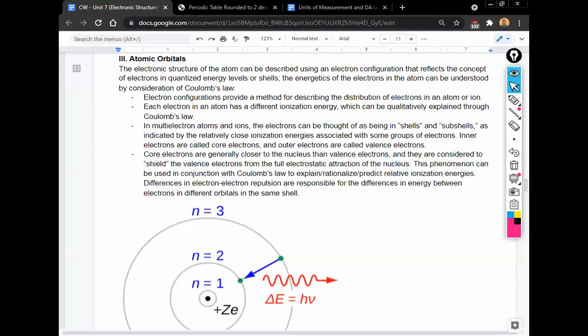Alrighty, so the last two concepts that we'll have to go over for Unit 7. The first one is atomic orbitals. Now we talked about last time how depending on how much energy the electron has, it can be further away or closer to the nucleus of the atom.